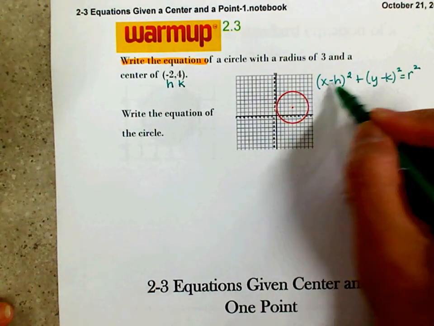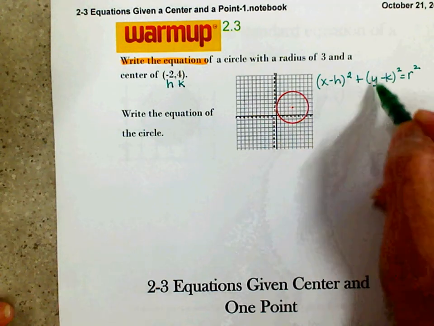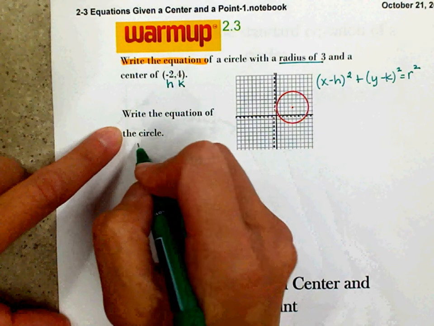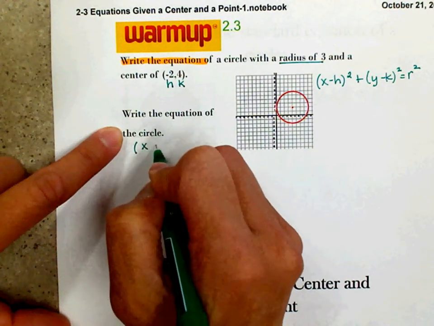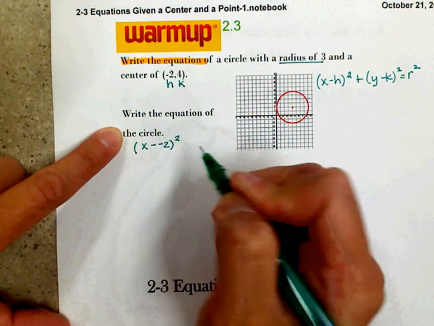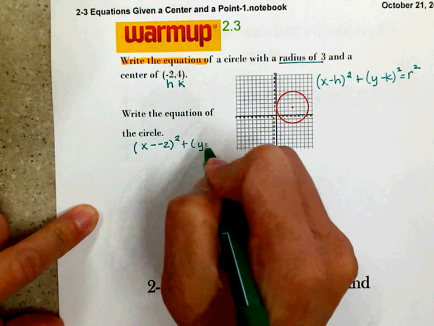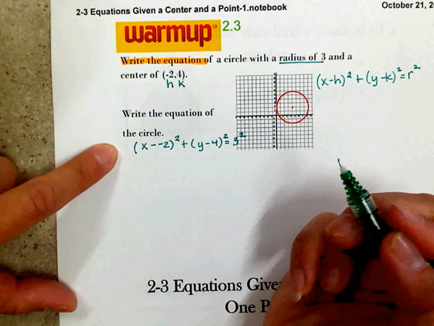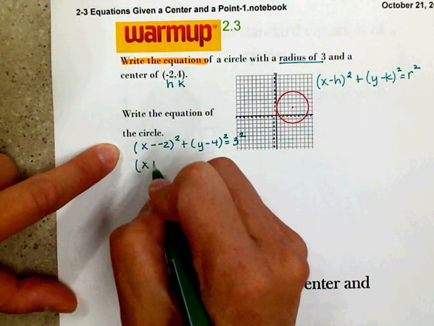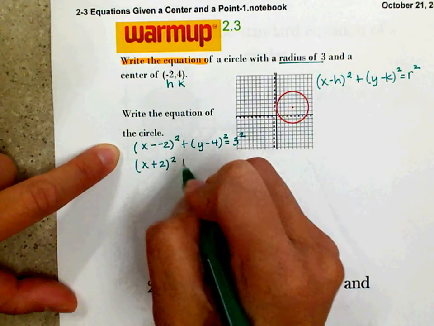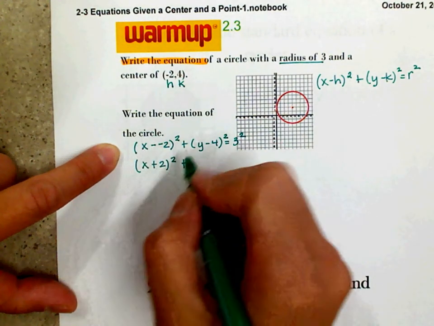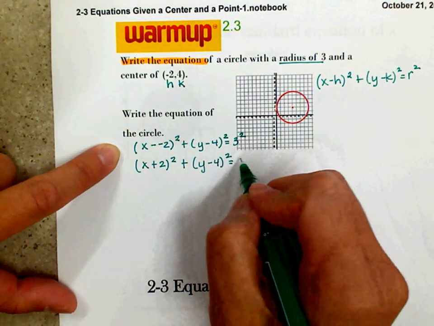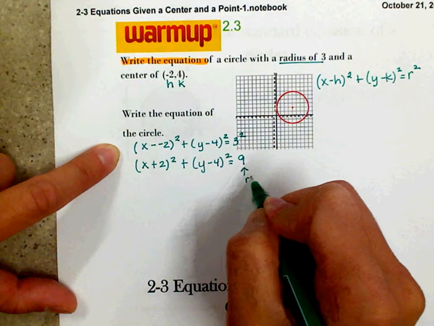H goes with x, k goes with y, okay? And you have a radius of 3. So how would you write this equation? You would plug it in: (x - (-2))^2 + (y - 4)^2 = r^2. Please simplify your answers. A negative and a negative becomes a positive. So it becomes (x + 2)^2 + (y - 4)^2 = 9, since 3 squared is 9. Keep in mind that number is r squared.